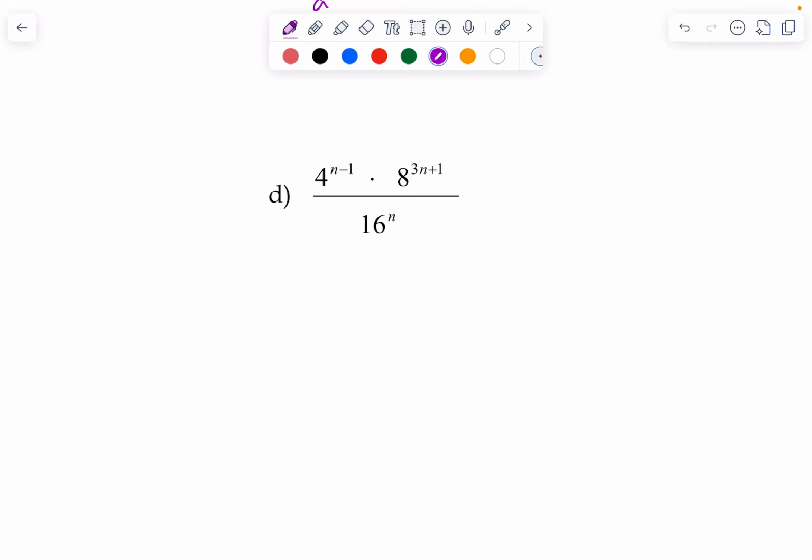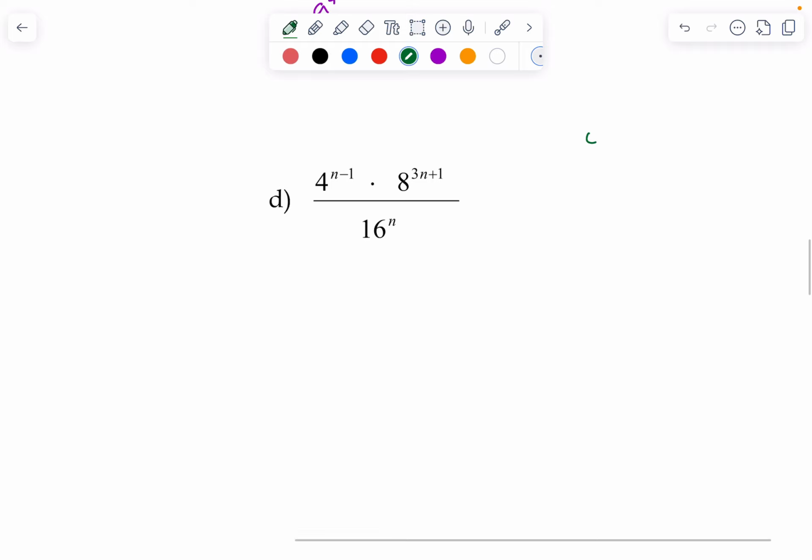The problem with this question, as opposed to any other one that we've seen, is none of these bases are the same. 4, 8, and 16 are not the same. So none of our rules will apply, because in order for any of the laws to work, we need to have same bases. However, you can manipulate them to have the same base. 4 is the same thing as 2 being put to the power of 2. 8 is the same thing as me saying 2 to the power of 3. And 16 is the same thing as me saying 2 to the 4.